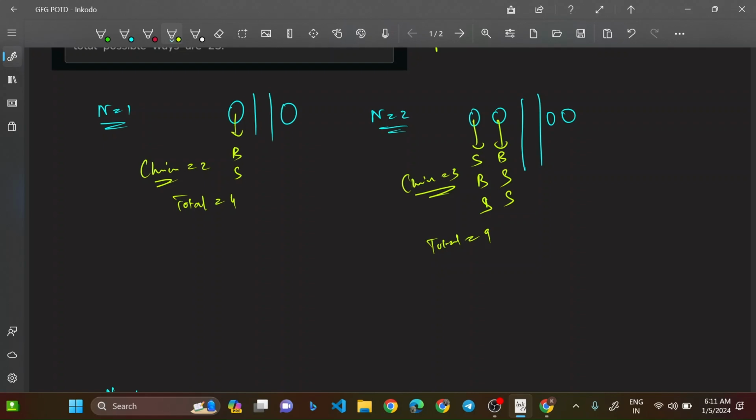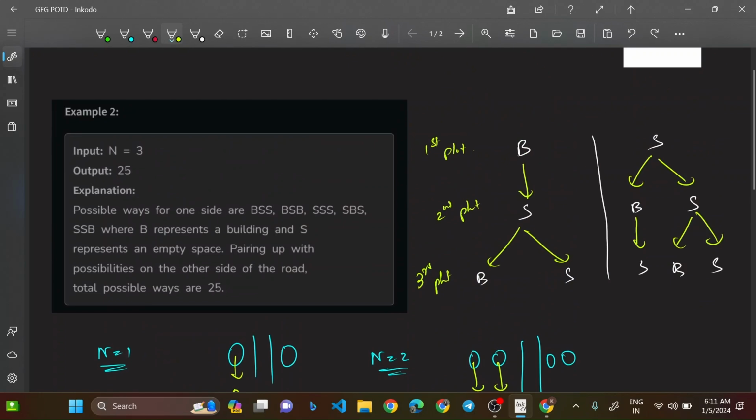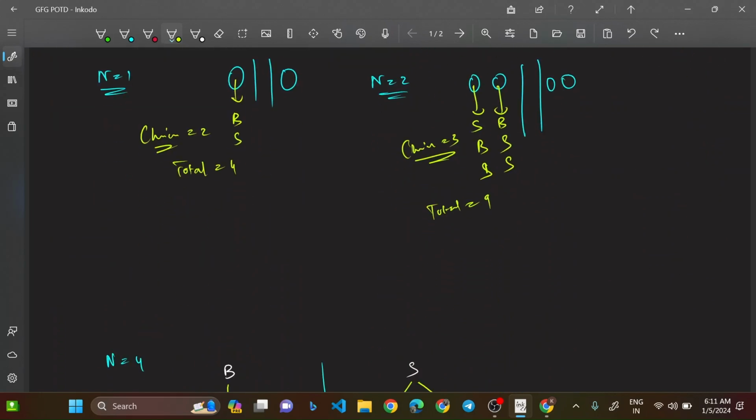Now come to n equal to 3. The same thing applies in this example too. So what did we decode there? For n equal to 3, on one side of the road we have choices of 5 and total equal to 25. This is the total on combining both the sides, but if you're working on only one side, you'll have choices as 5. So do you find any relation here?